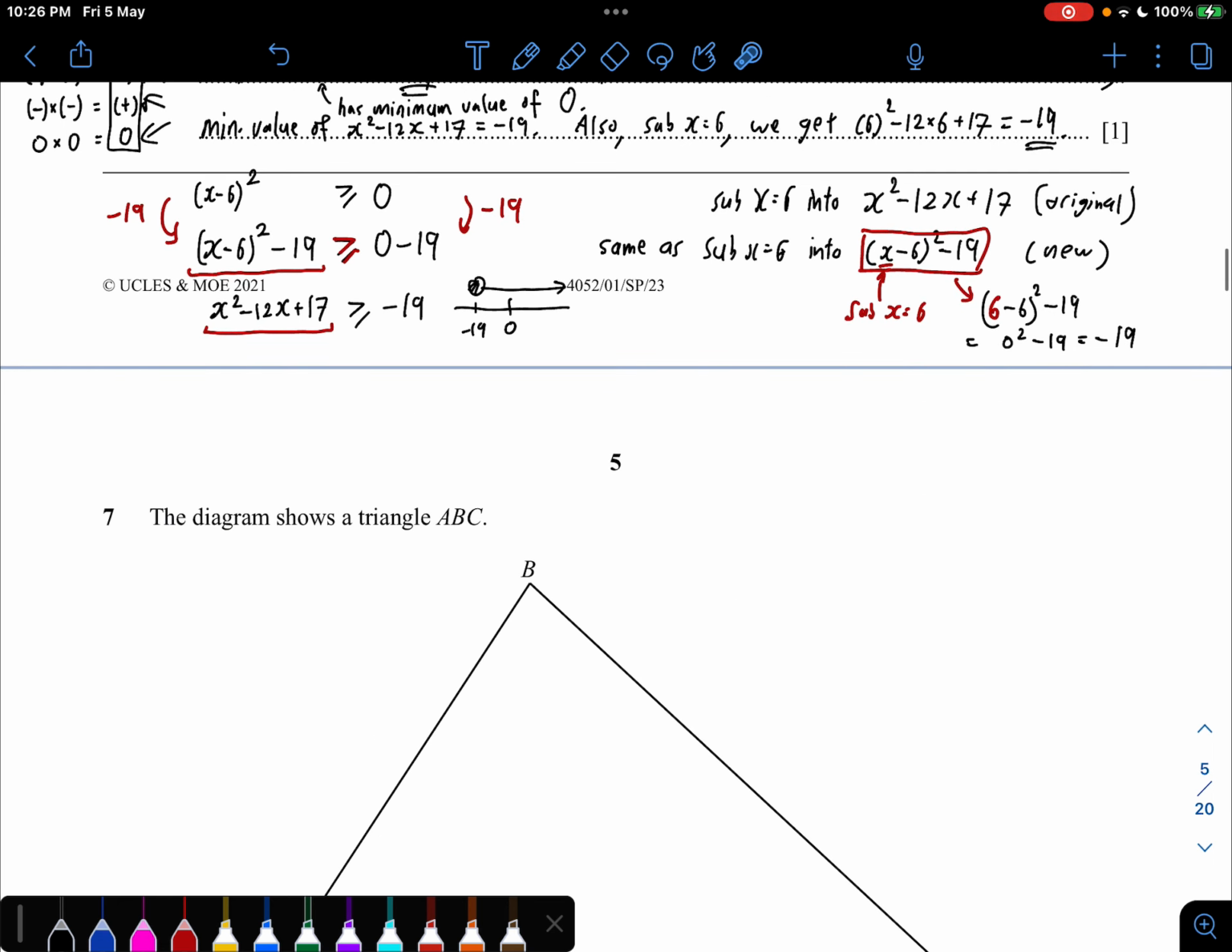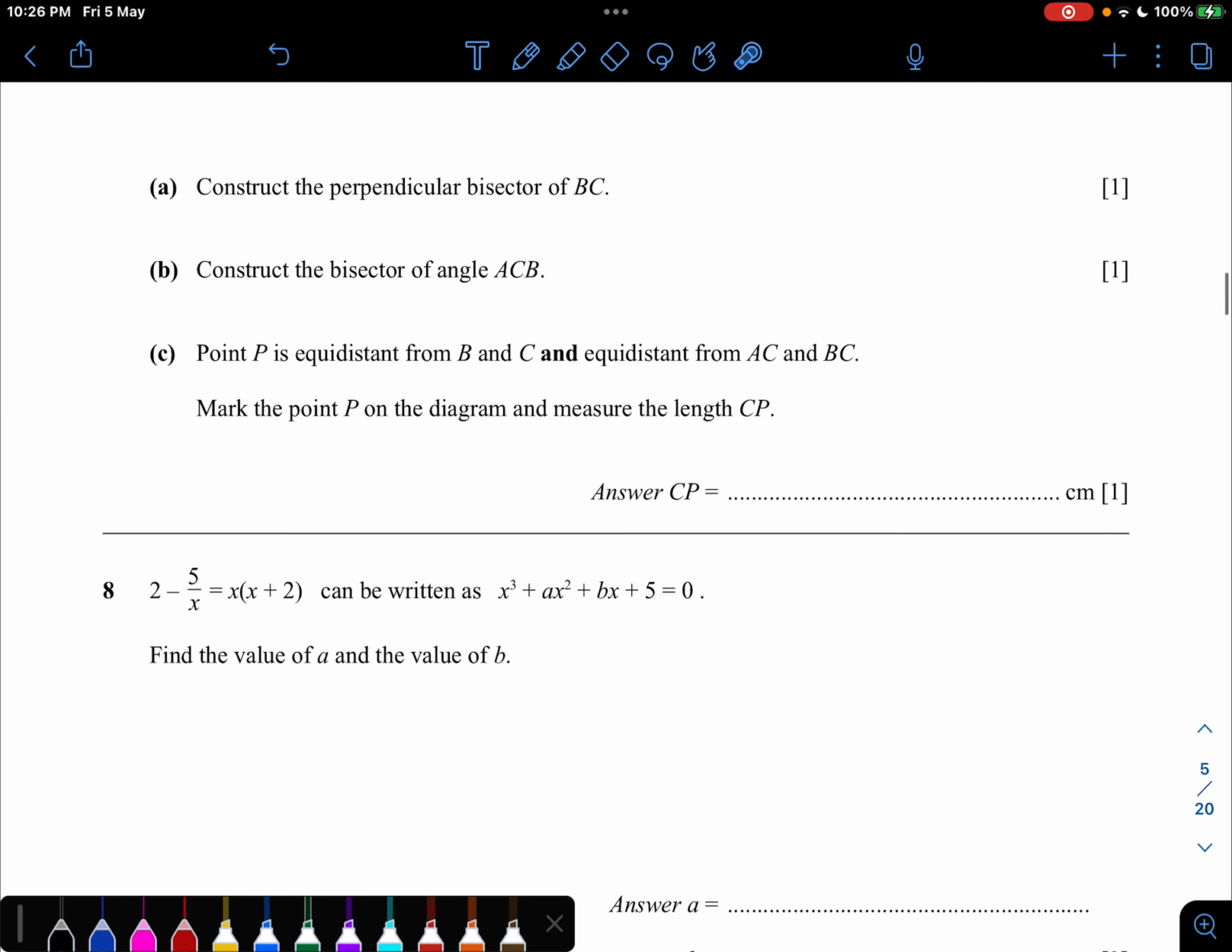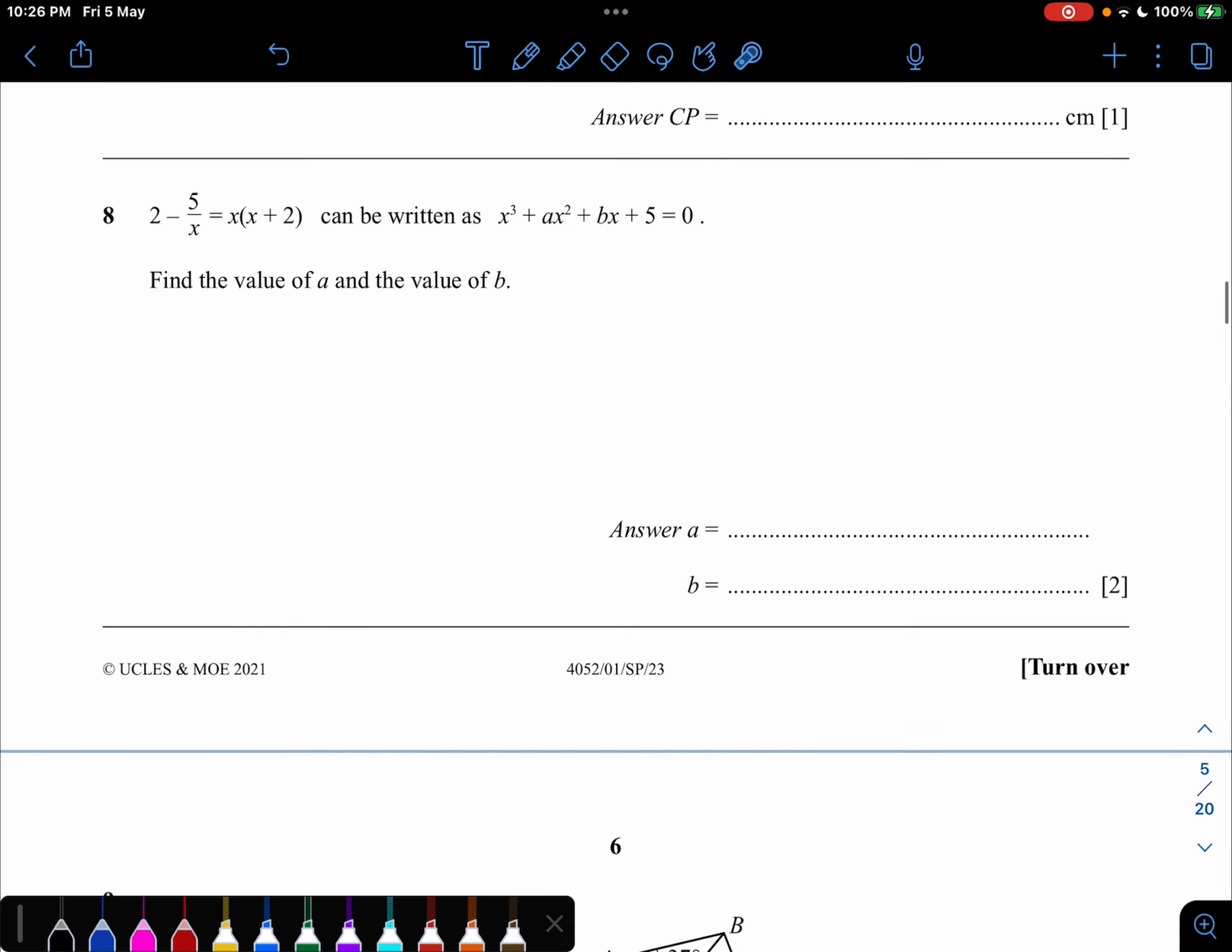Okay, next question. Question 8. 2 minus 5 over x equals to x times x plus 2. It can be rewritten in this form: x cubed plus ax squared plus bx plus 5 equals 0. Find the value of a and the value of b. This is basically asking you to expand this whole thing so that you end up with no fractions, right?